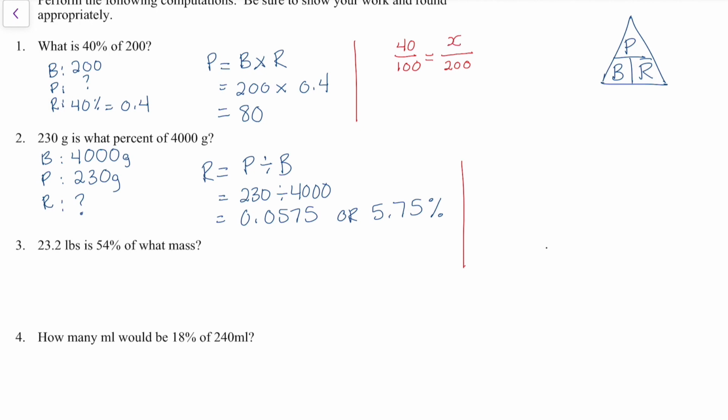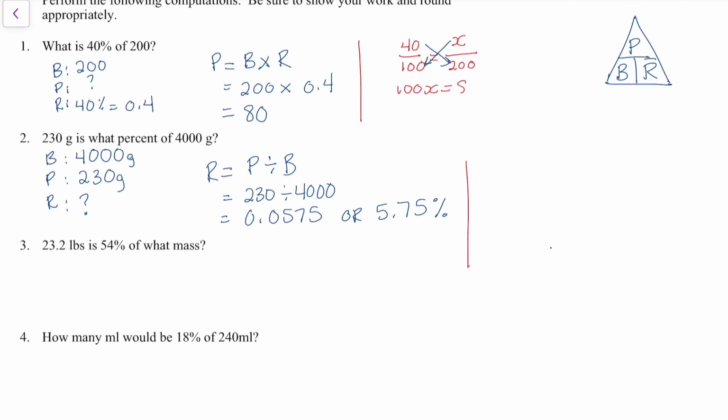So I'm saying 100% is 200. What is 40%? And now that I have my proportions set up, I can cross multiply to solve. So I get 100x equals 8,000, and then I'm going to divide by 100 in order to get my x by itself, and I get 80. So I get to the same answer. So it doesn't matter which method you use, it's whatever method makes most sense to you.